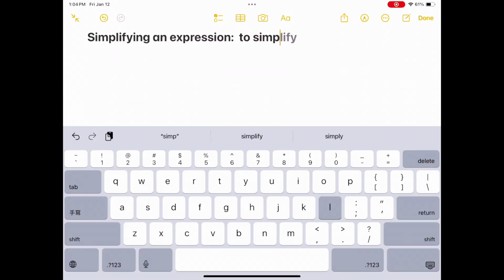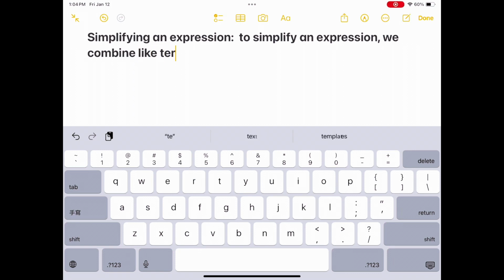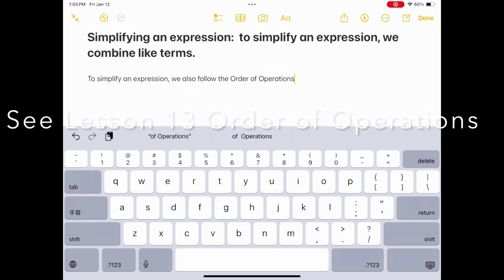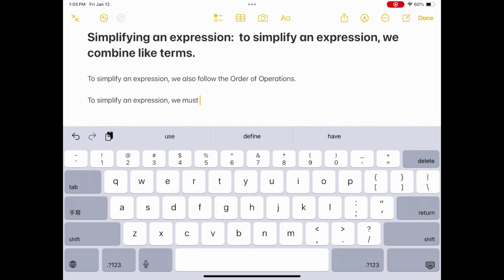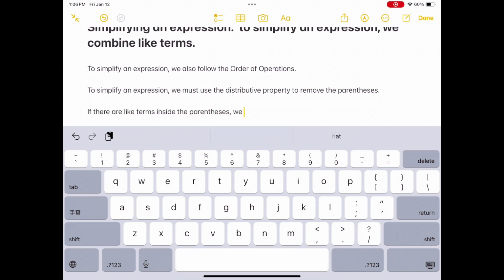Simplifying an expression. To simplify an expression, we combine the like terms. We also follow the order of operations. We must use the distributive property to remove the parentheses. If there are like terms inside the parentheses, we combine them first.